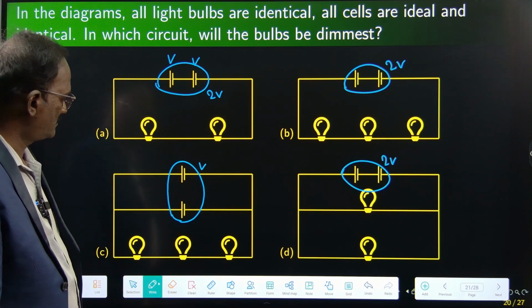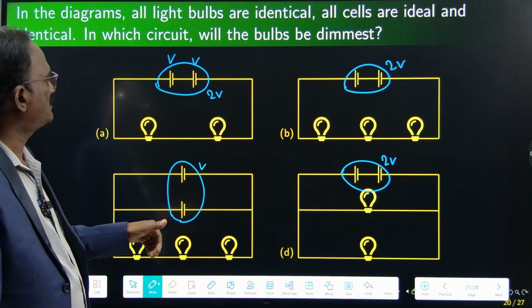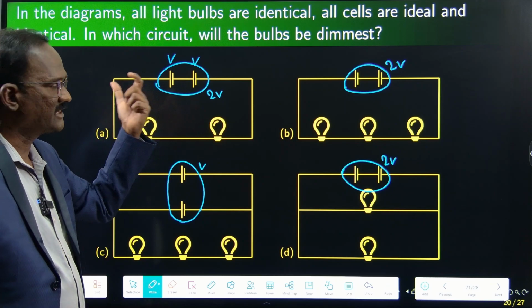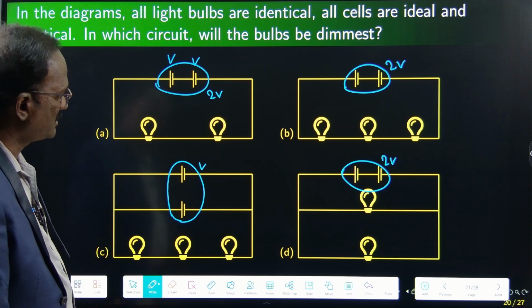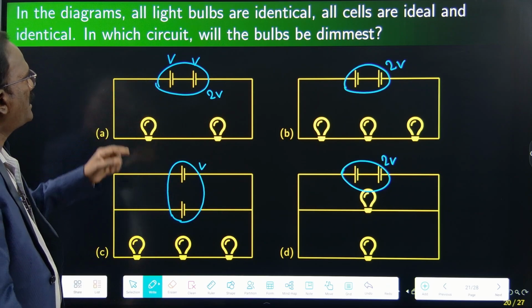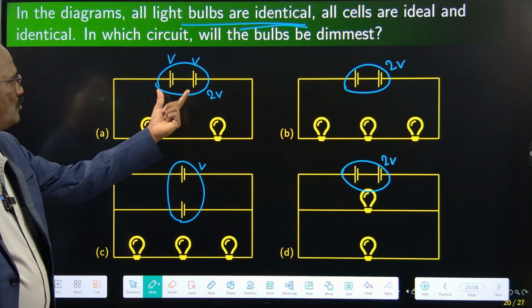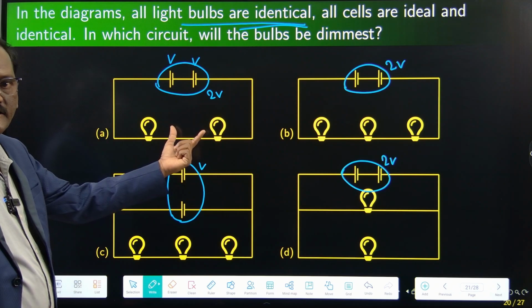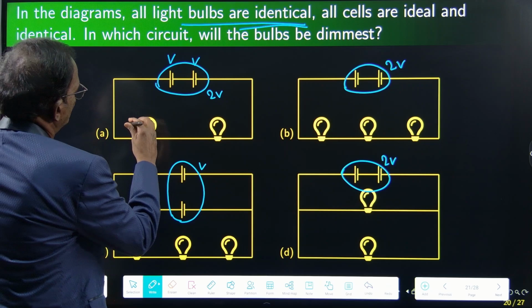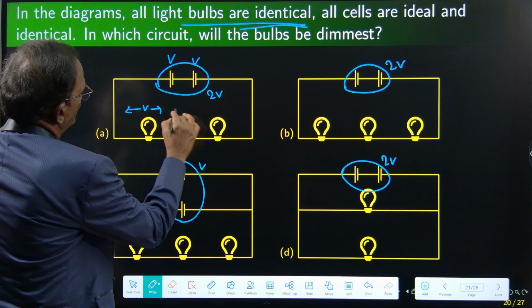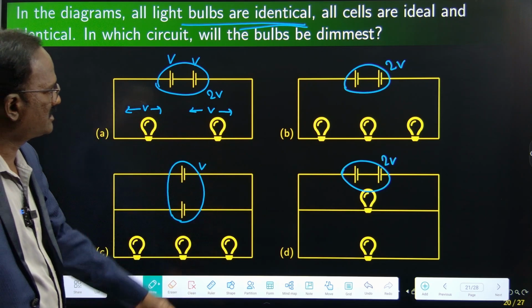With a parallel connection, to increase the current capacity, people will connect batteries in parallel. To increase the voltage rating, they will connect them in series. So this is V, this is 2V. Bulbs are also identical. That means 2V is available in this circuit, and 2 identical bulbs will share the voltage equally. This bulb gets V voltage, and similarly this one is also getting V.